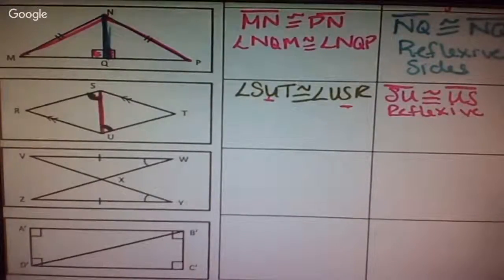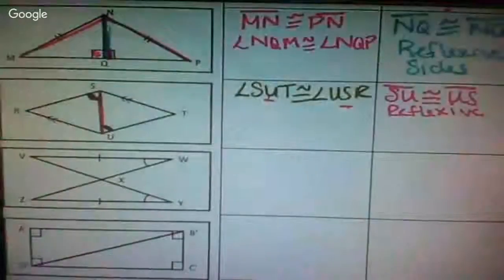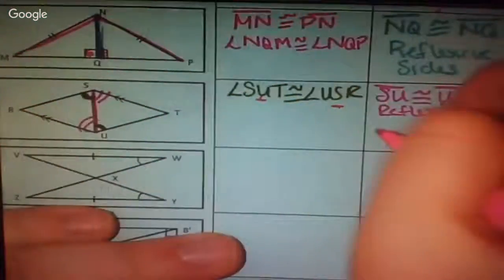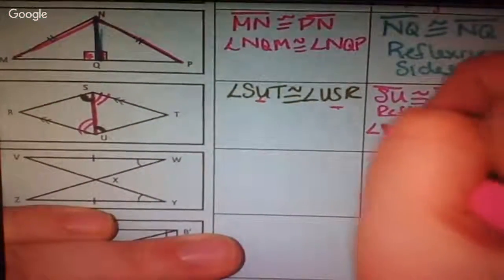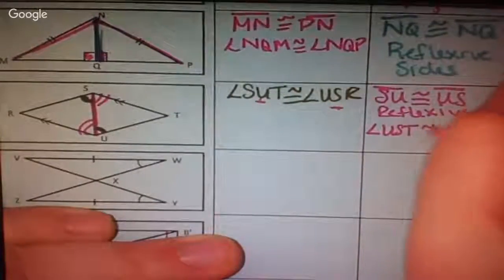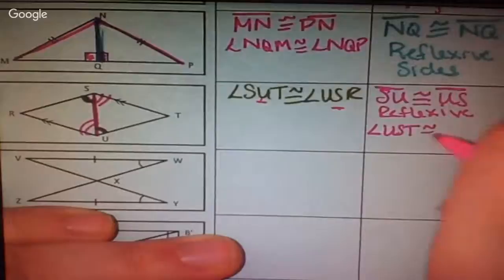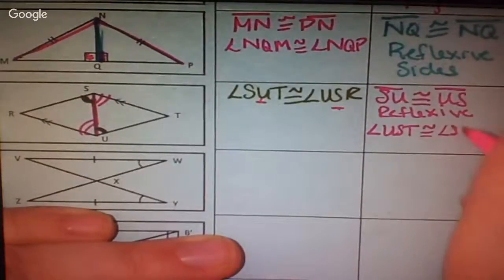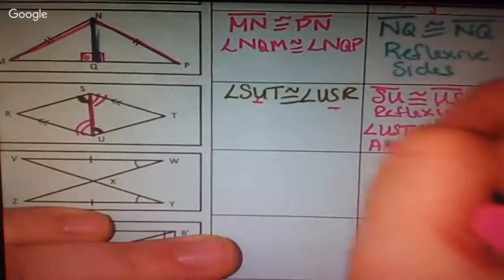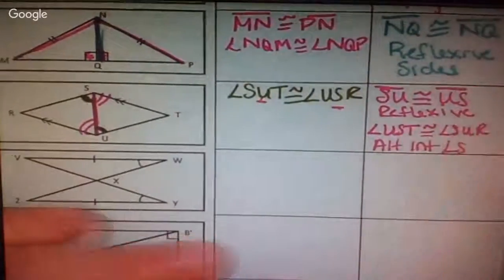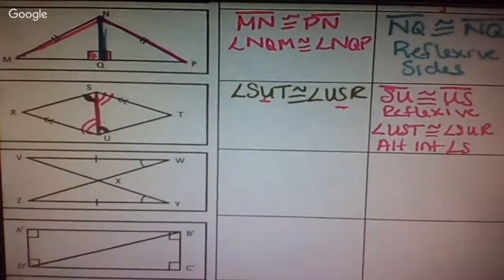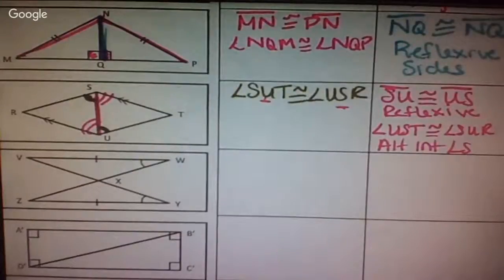So I can mark that this angle and this angle are the same. So angle UST is congruent to angle SUR because they're alternate interior angles. Everything's defined, and you only need 3 pieces of information. Once you get 3, you're good. They gave us 1, so we only needed to find 2.